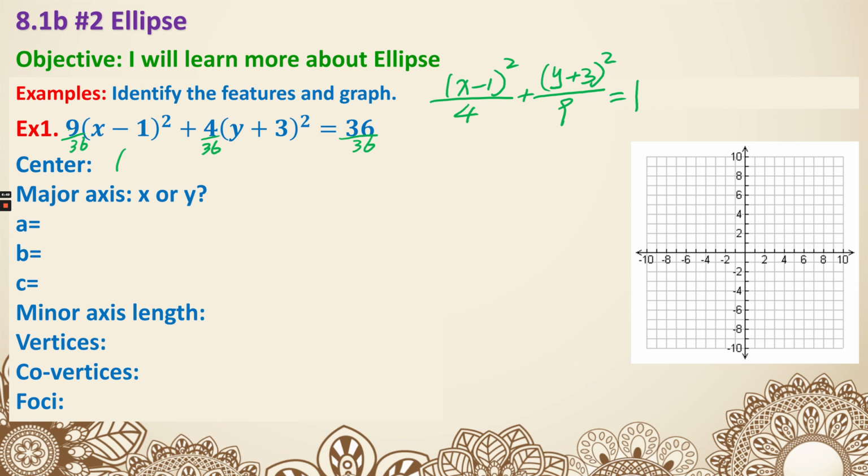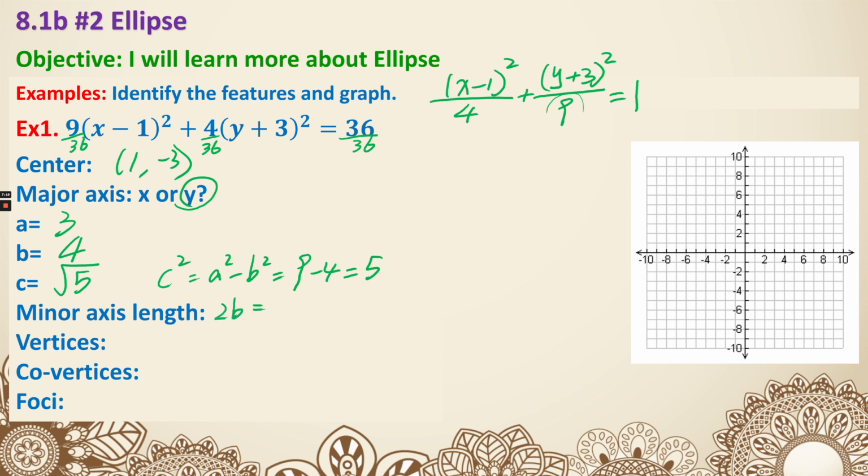My center, 1, -3. Major axis, well, the bigger number is under y again. That means y has to be my major axis. And because that is 9, so my a would have to be 3, my b would have to be 4. As for c, c squared equals a squared minus b squared, which is 9 minus 4, that is 5. So my c would have to be square root of 5. Minor axis length, again, that is always going to be 2b. In this case, b is 4, so that means it's going to be 8.